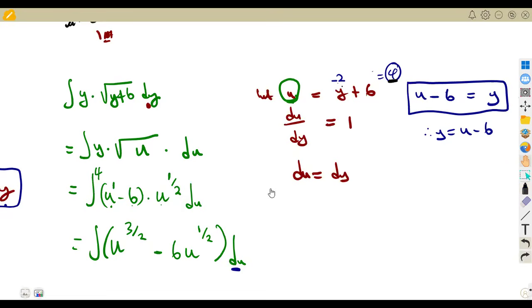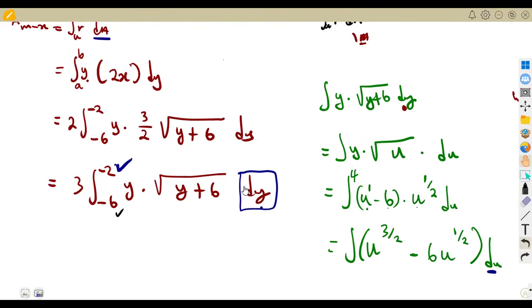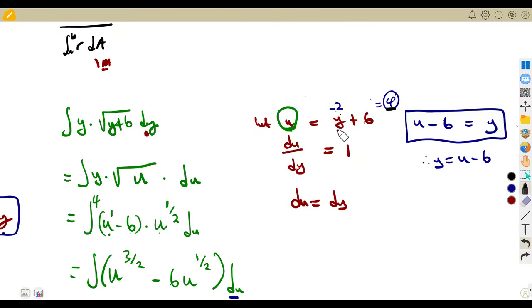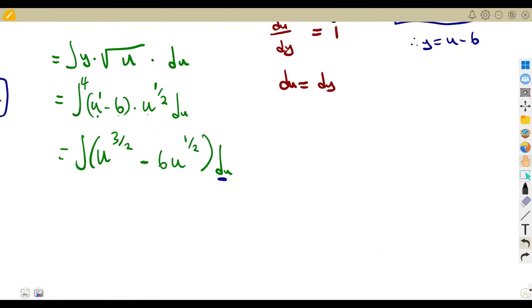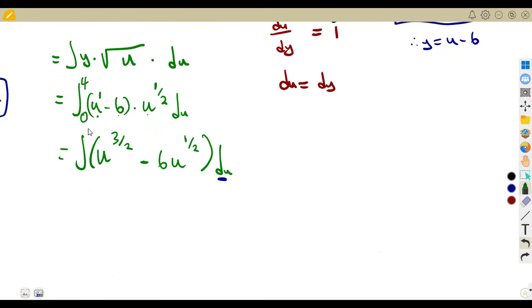You go back, you do the same thing. Where y is minus 6, what will be the value of u? You substitute back here. If y is minus 6, what are we going to get? Minus 6 plus 6. That's a 0. So meaning to say u is equal to 0. So that's the limit for u at that moment. u is at 0. So that's 4, 0. So this is what we are now having on our integral.